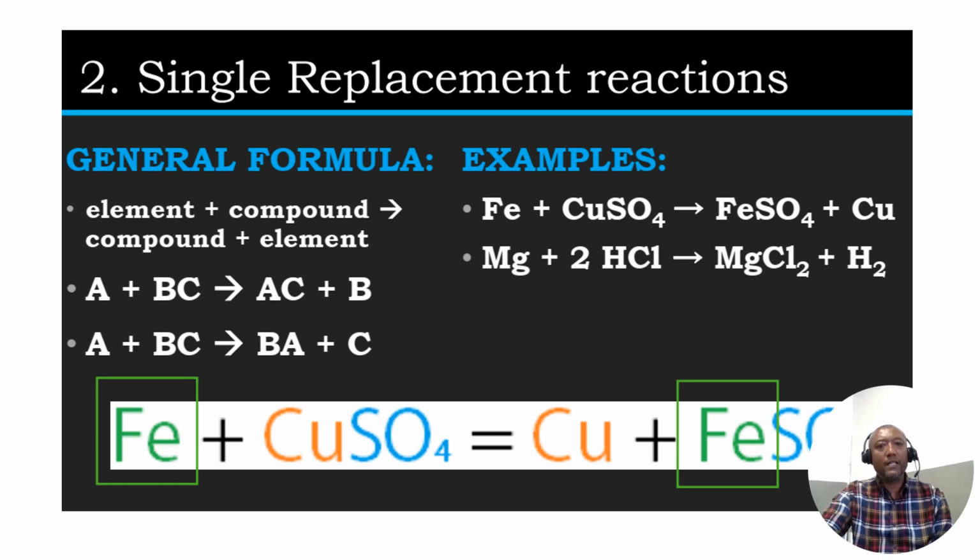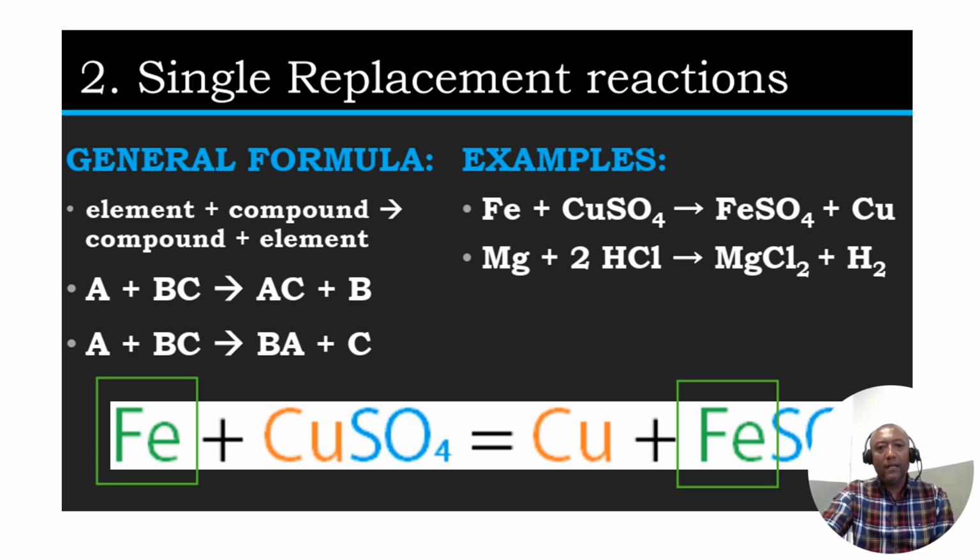Here is the general formula. Element treated with compound and compound plus element is formed. Mathematically, here A treated with BC, and AC plus B is formed. Again here, A treated with BC and BA plus C is formed. Examples.